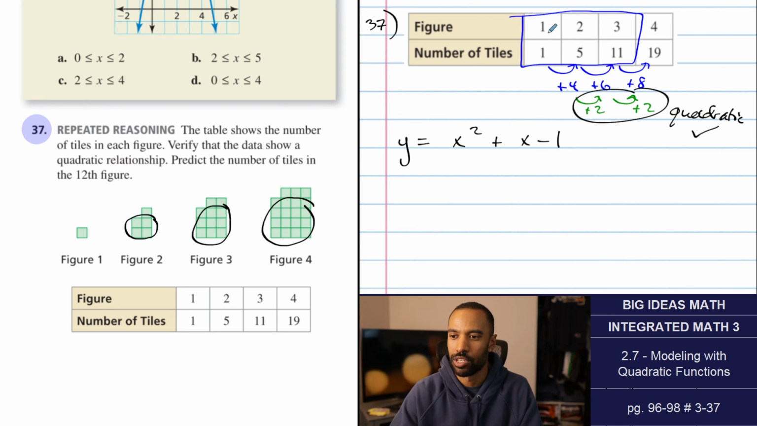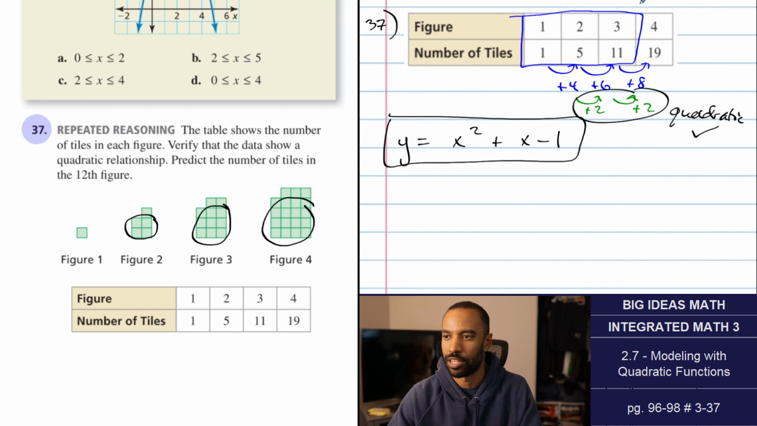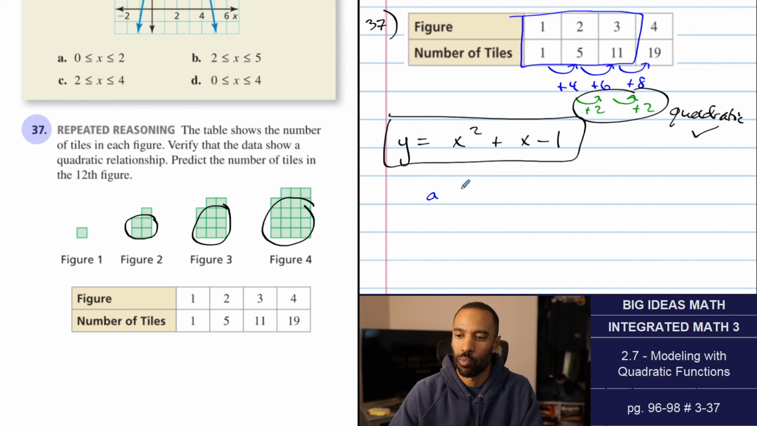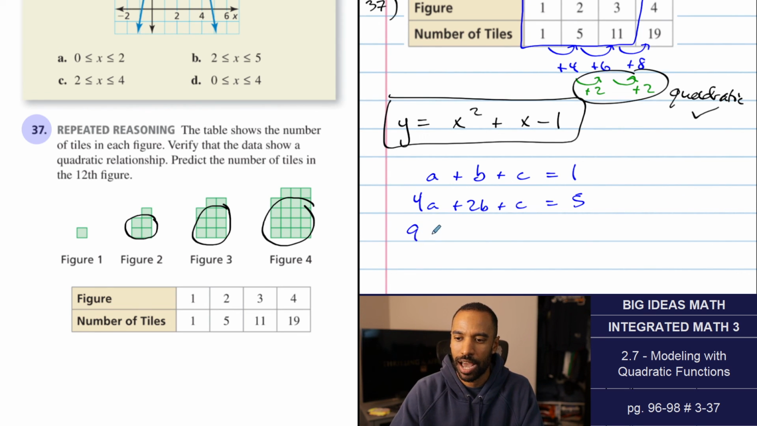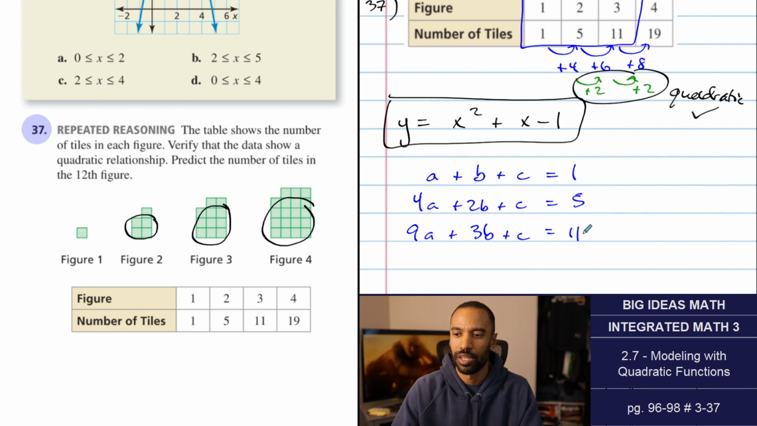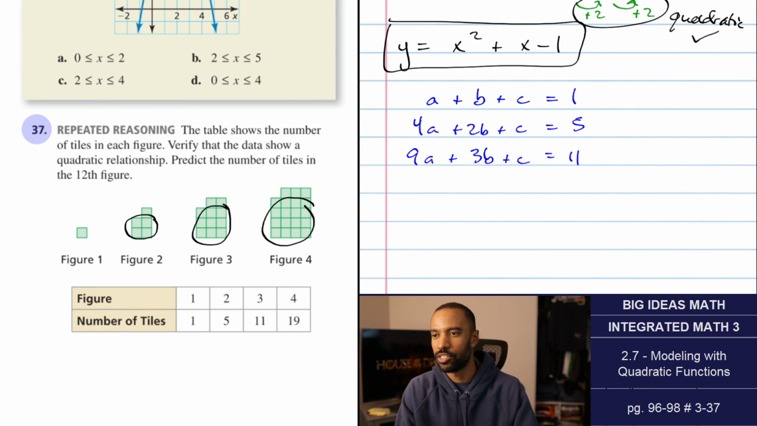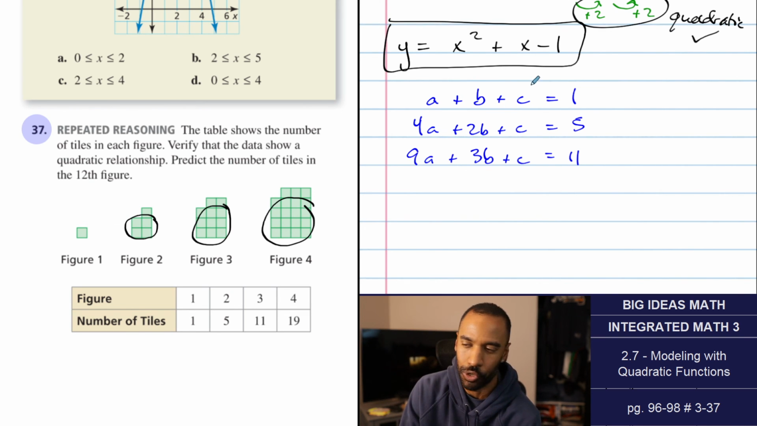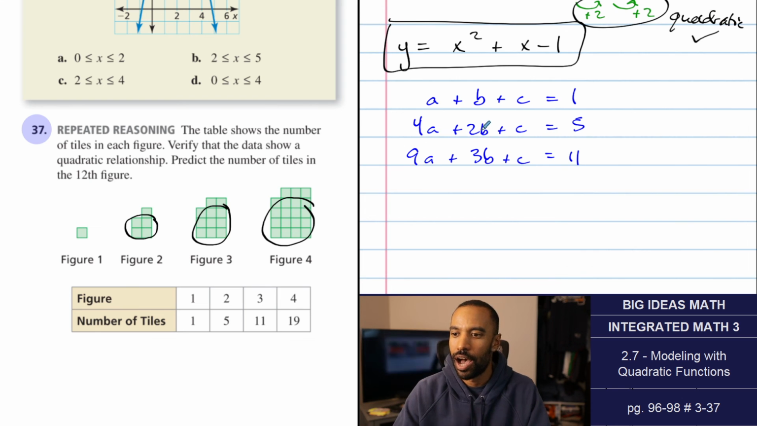3 parts here, right? So let's see if this ends up being the answer. Now, let's check it out. We got 1a plus 1b plus c equals 1. We got 4a plus 2b plus 1c equals 5. Hopefully you know how I'm doing this. Squaring my x for a. 9a plus 3b plus c equals 11. Okay, this is more of a system of 3 that we actually got to work out. The other ones really turned into systems of 2 because I got to cancel out some c's.